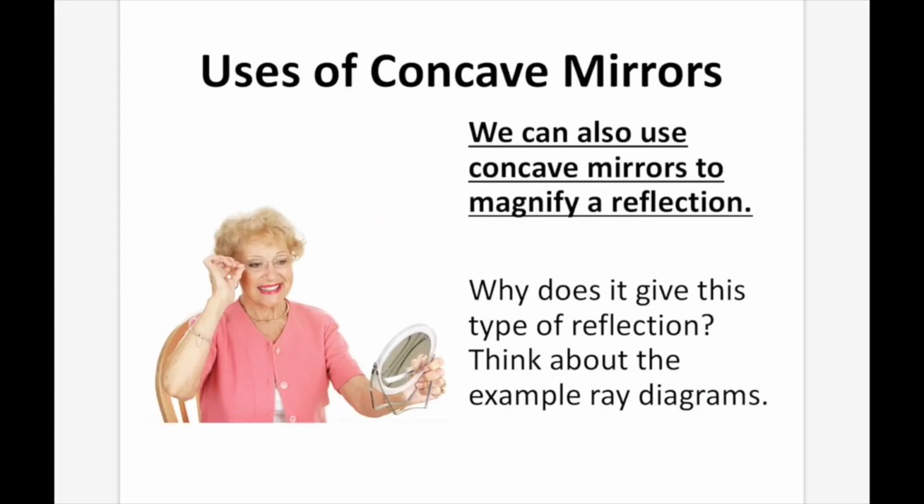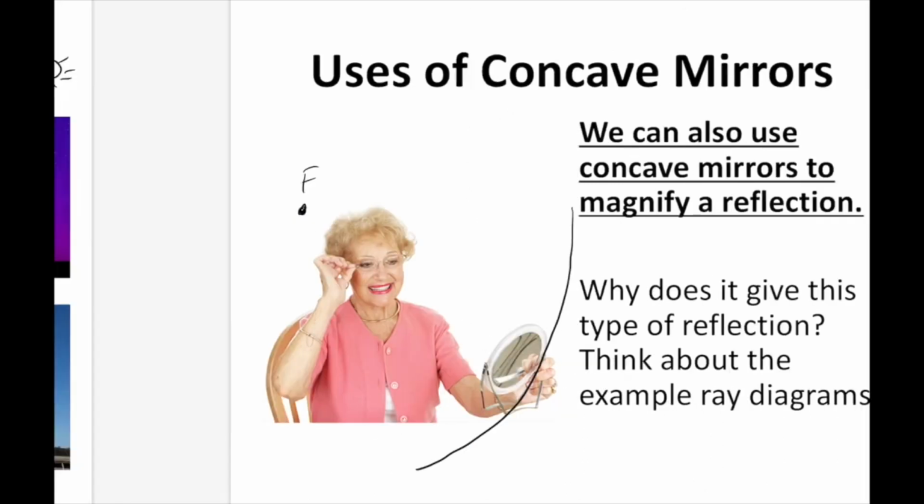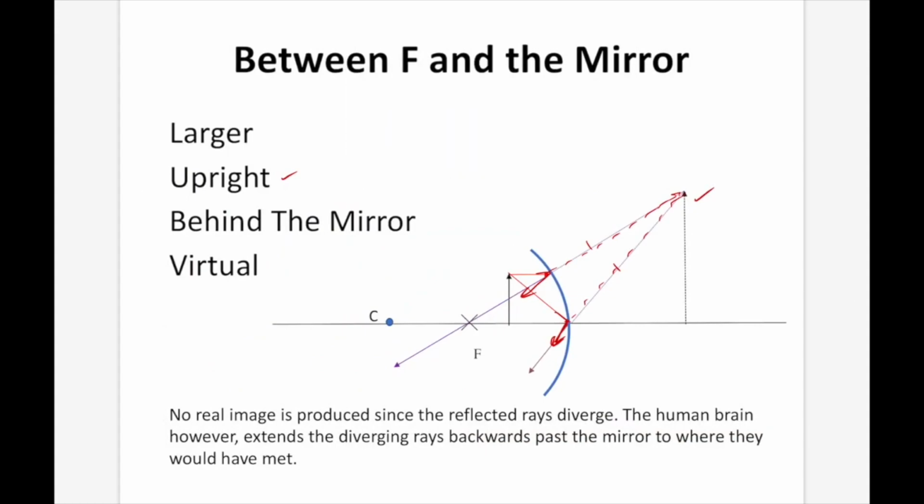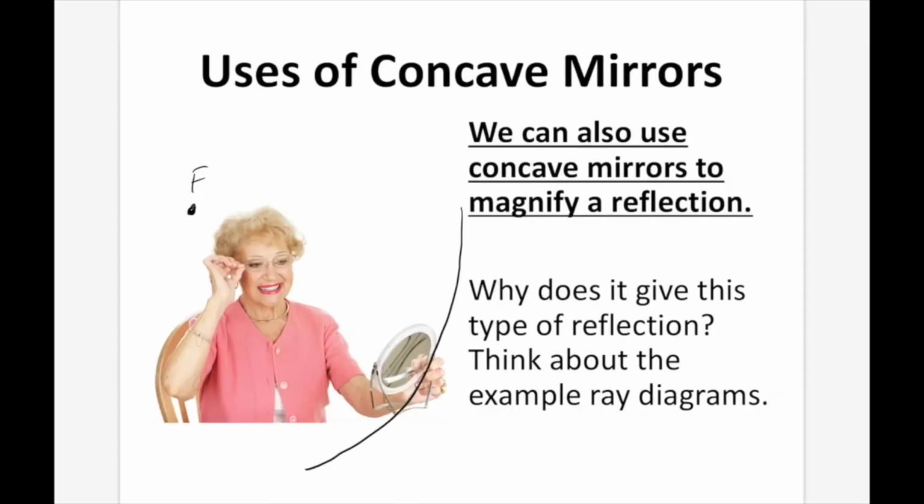So if you take a look at this example here, this person is using this mirror. Since the mirror is not curved very much, maybe the focal point is out here. If the focal point is out here, then she is going to be between the mirror and the focal point. And what she's going to see is a larger image of herself. So we can use it to magnify what we're trying to look at.